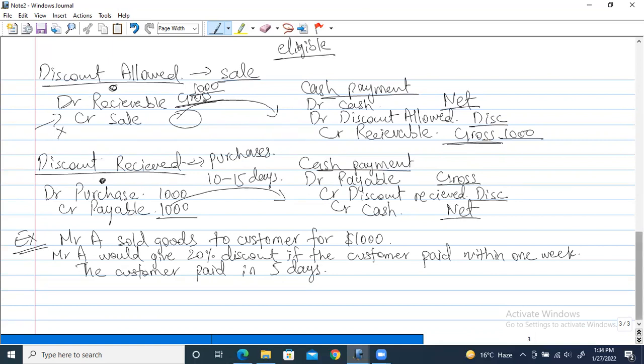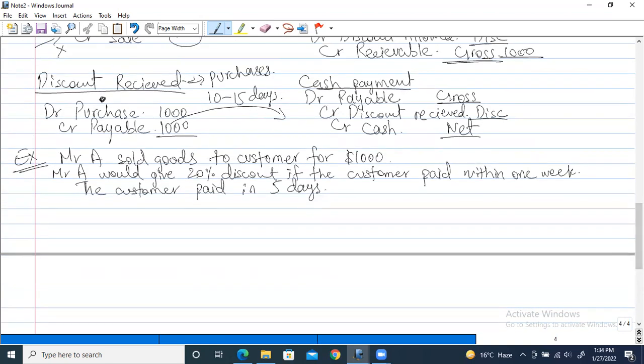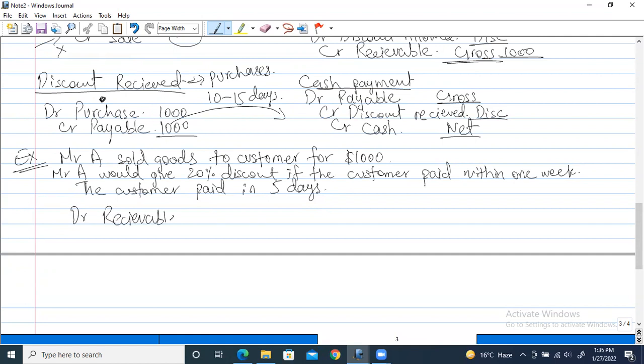Now, what we'll do is that first of all, when he was delivering the goods to the customer, he would make the normal entry, right? He would do debit receivables, right, and credit sales. This is the normal entry when the goods were delivered, and this would be with 1,000 and 1,000. Now let's do the payment entry. He paid within 5 days.